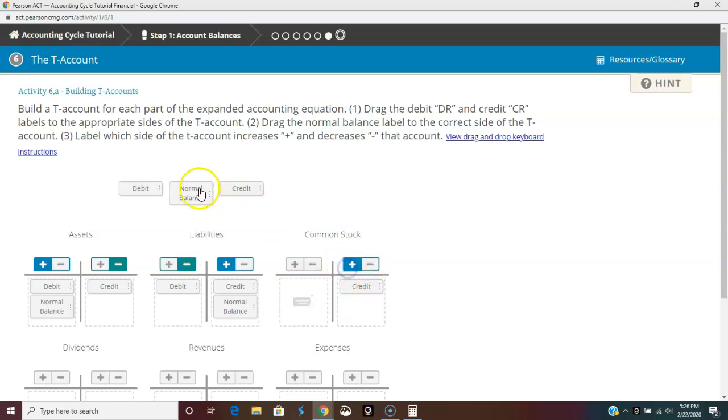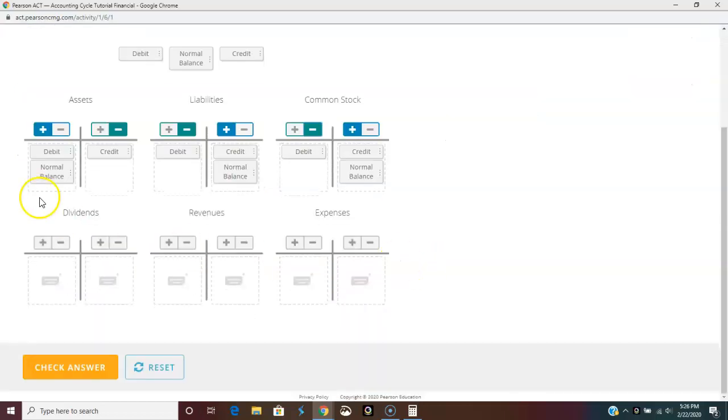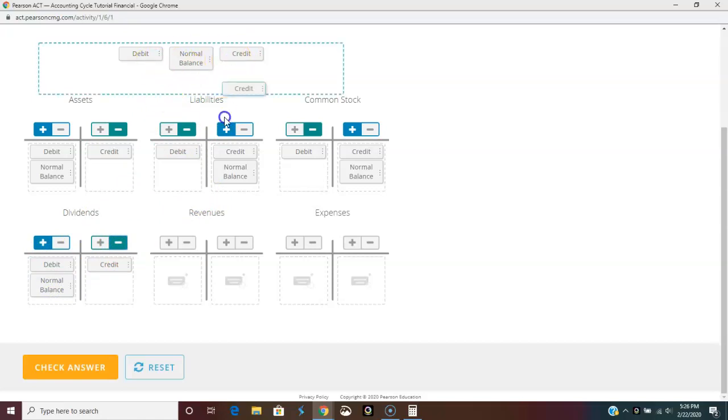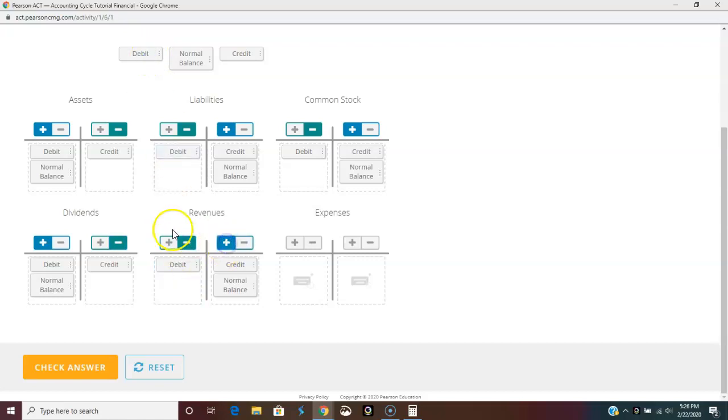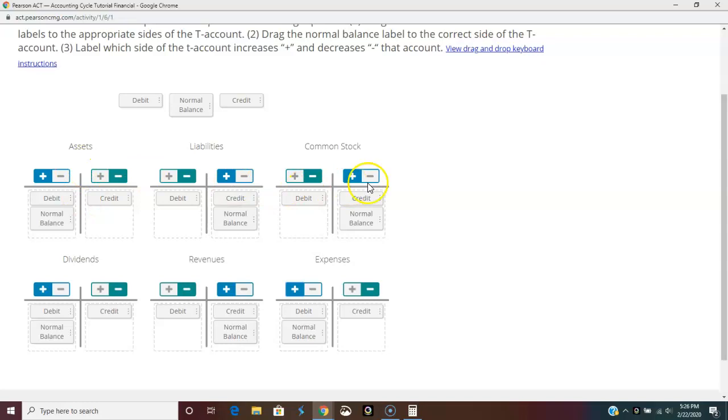Credit is a positive. Debit would be a minus, and that's the normal balance. For dividends, this side is the positive. It's the normal balance, so the credit would be the negative. Revenues, it's this way. This is the normal balance. And expenses are the opposite. Credit is a minus. Debit is a plus. And the normal balance. Did I get them all?